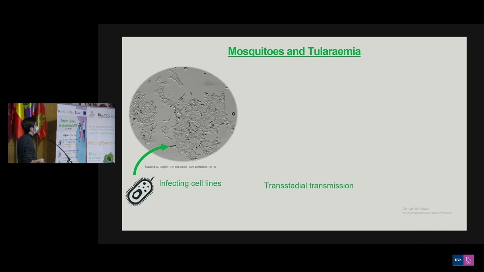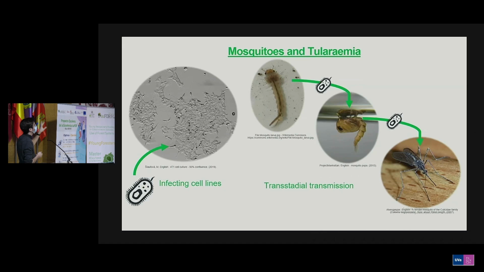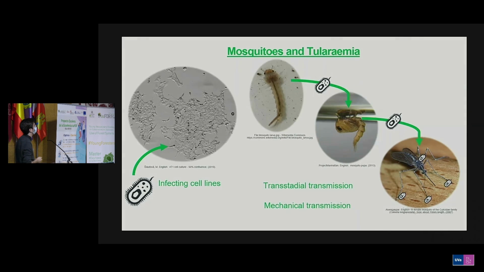Another important thing that has been studied is transstadial transmission. Transstadial transmission is the way that the bacteria could go between the different life stages of the mosquito, from larva to adult mosquito. And this has been controversial because there have been studies that say that this happens, and others say it is a little bit strange. Also, another thing that has been studied is the potential of mosquitoes as mechanical transmitters. That means that they could transmit the bacteria without the bacteria multiplying inside the mosquito.